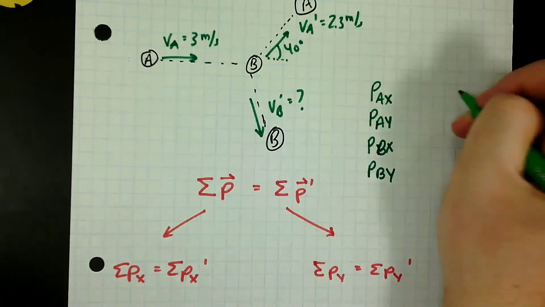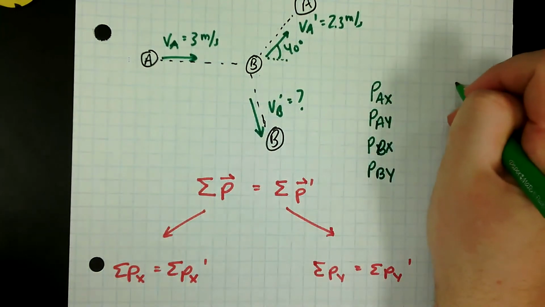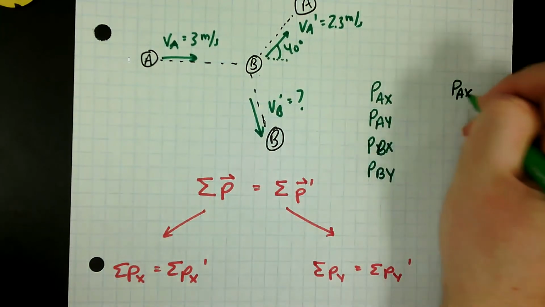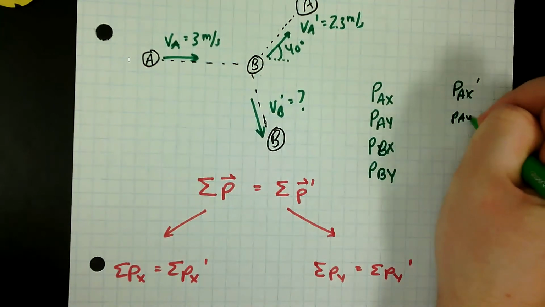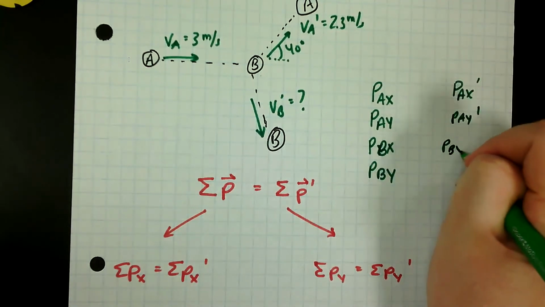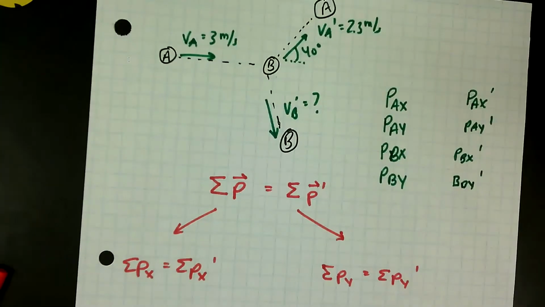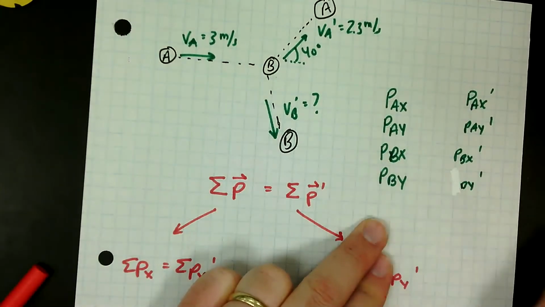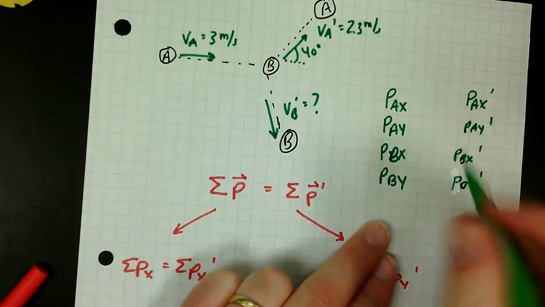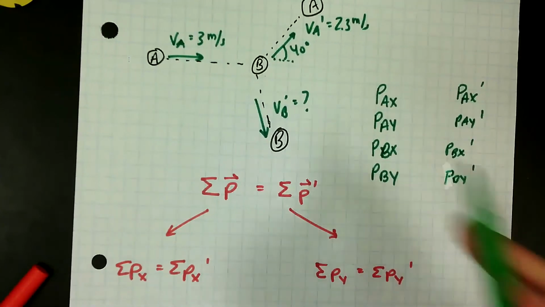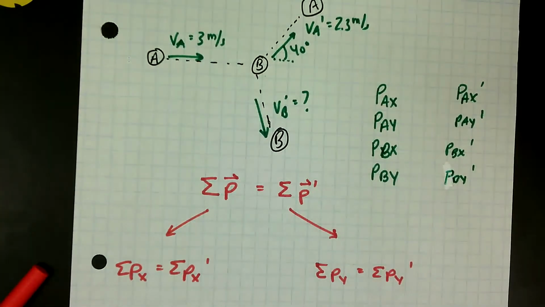Or as many of them as you know. PAX prime, PAY prime, PBX prime, PBY prime. All right, so we have two objects. They both have an initial and final, and they both have X and Y's, right? So I have PAX, PAY, PBX, PBY, and all of those primed as well. I want you to see if you can figure out as many of those as possible.